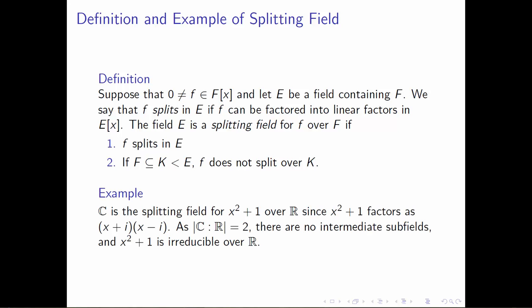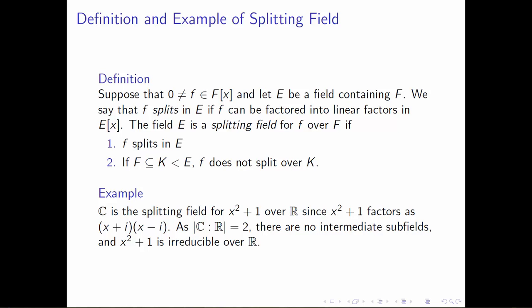Perhaps the easiest example of a splitting field is that the complex numbers are a splitting field for the polynomial x squared plus 1 over the field R. So x squared plus 1 is certainly a polynomial in R adjoined x. Inside C adjoined x, however, when we're allowed to use complex numbers in our polynomials, then we can factor this into linear factors. We can factor x squared plus 1 as x plus i times x minus i. So that shows that the polynomial f splits in the complex numbers.